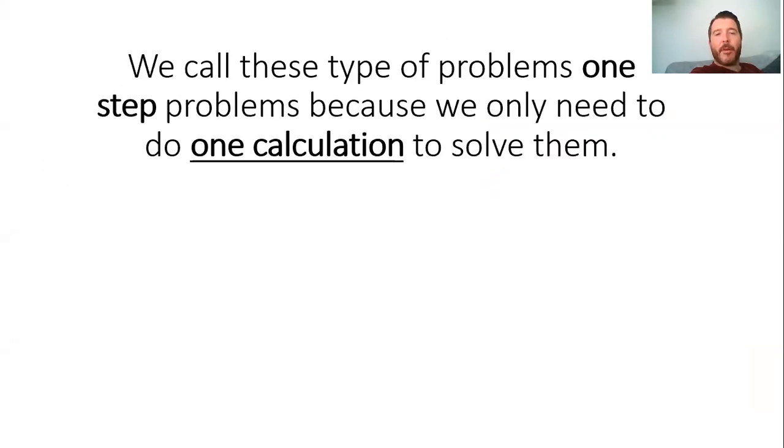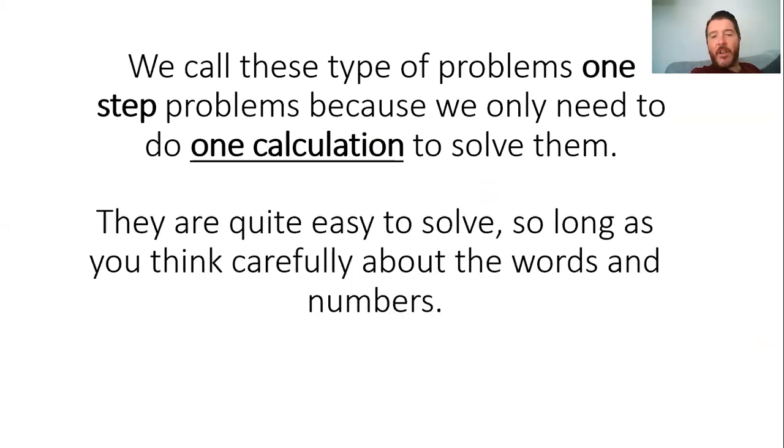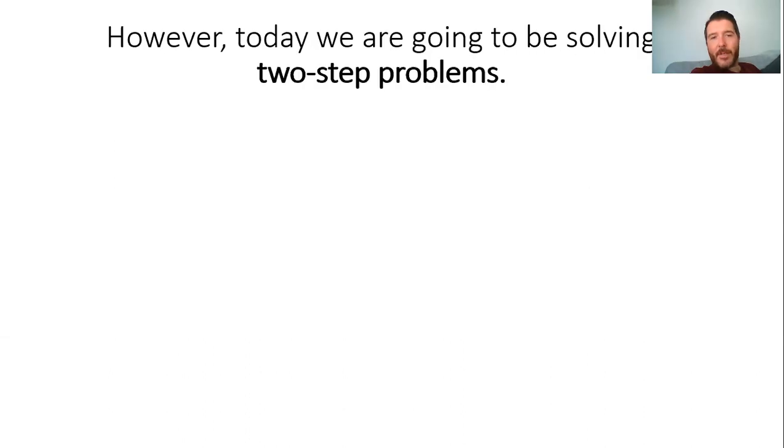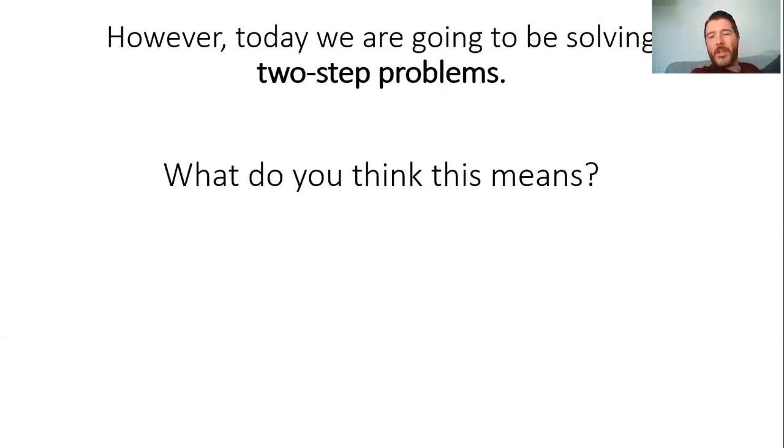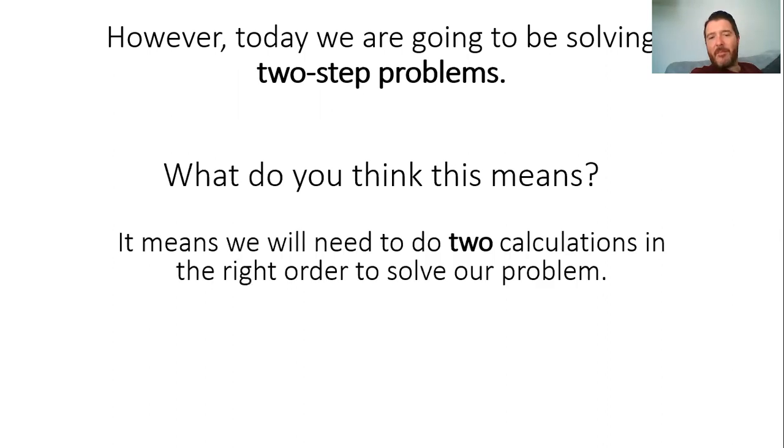We call these types of problems one-step problems because we only need to do one calculation to solve them, just like we just did. We added on the first one, we took away on the second one. They are quite easy to solve so long as you think carefully about the words and numbers. However, today we're going to be solving two-step problems. What do you think this means? It means we will need to do two calculations in order to find the right order to solve our problem.